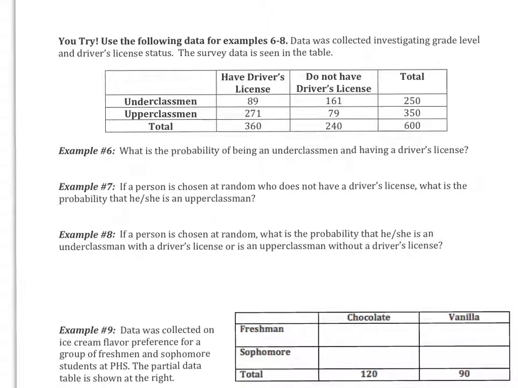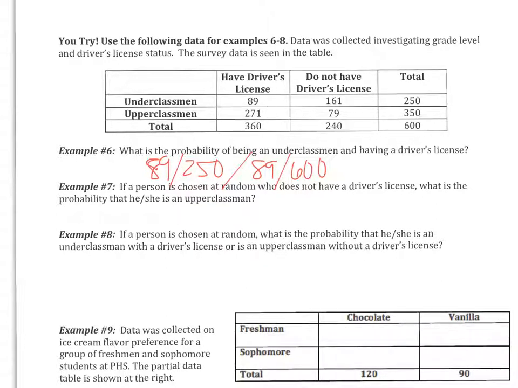Okay, example 6. What is the probability of being an underclassman and having a driver's license? Anyone? 1, 3, 5, 6. Can you give me the fraction? 89 over 250. Everyone agree? No? Vladimir, what did you get? Can you give me the fraction? 89 divided by 600. Okay, Mandy, is that what you got?